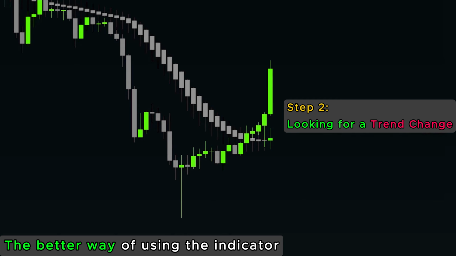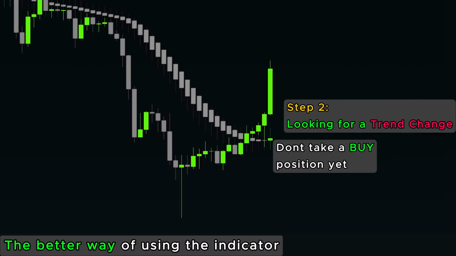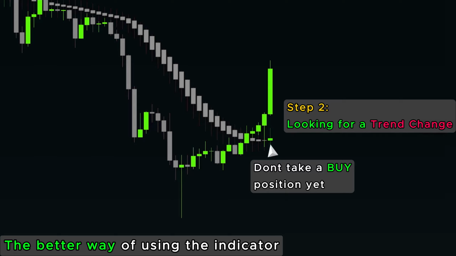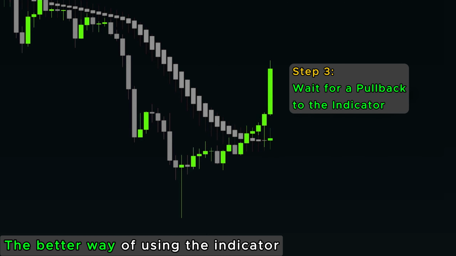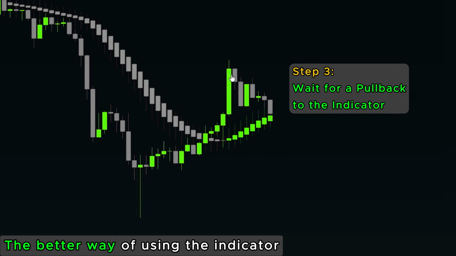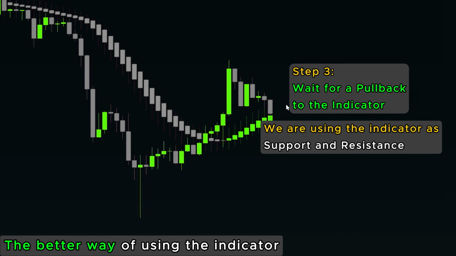And as you can see here, the candles gradually become smaller and smaller before finally switching to a green color. So now we have our trend change. However, you don't want to take a buy position here yet, because like I said before, that would result in a late entry because the price had already moved upwards. Instead, what you do is wait for the price to make a pullback towards the indicator. So we're actually using the indicator as a dynamic support and resistance.